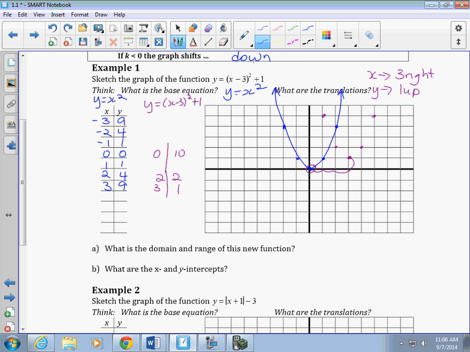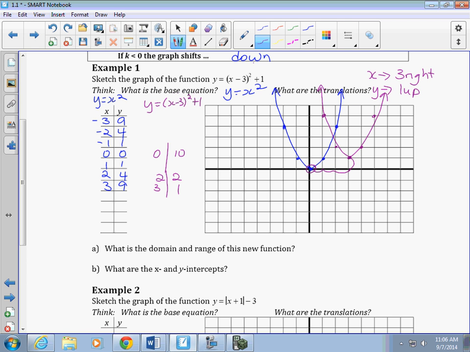So you can check a couple of points here. I went over 2, up 2. Well, that worked out to be one of my points. I went over 3 and up 1. That was one of my points. If I had continued my graph, those points would match up exactly. So you can do the translations without having to do the table of values by just doing your over left or right and up or down. So pretend that went through there. That would be where that graph is at.